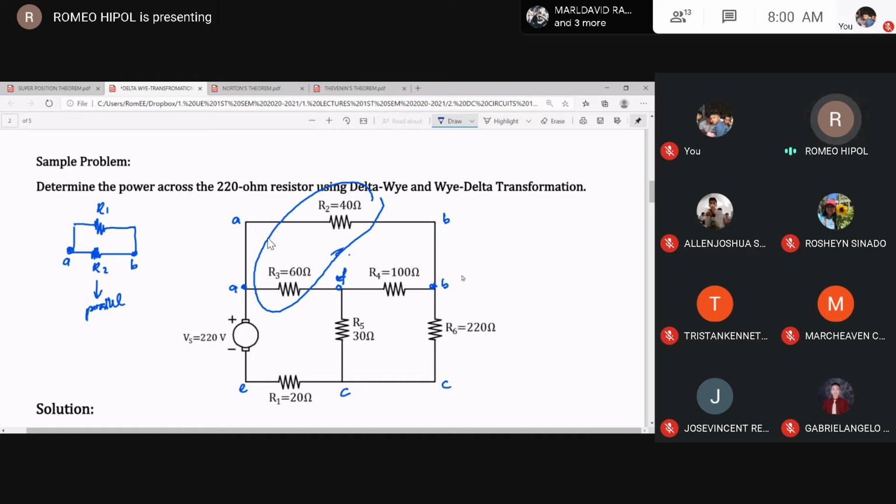Same with R2 and R4. Although they are connected at the same terminal B, their other end terminals are not connected at the same terminal. Understood? So, you cannot simplify this. R2, R4, and R6.